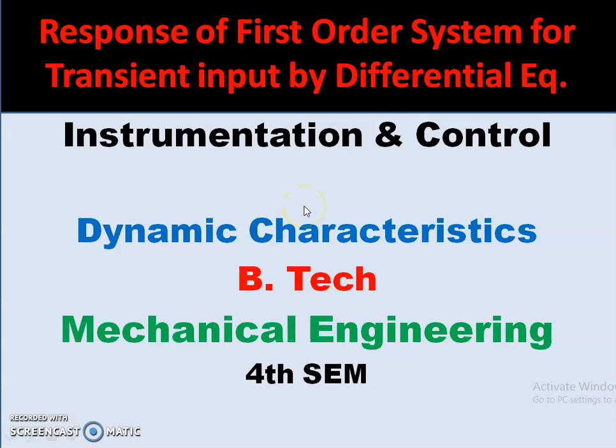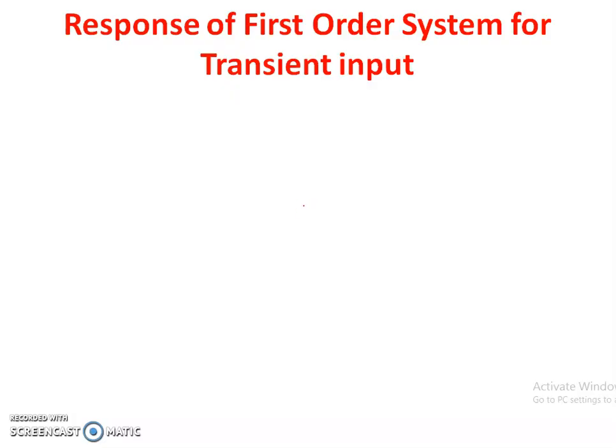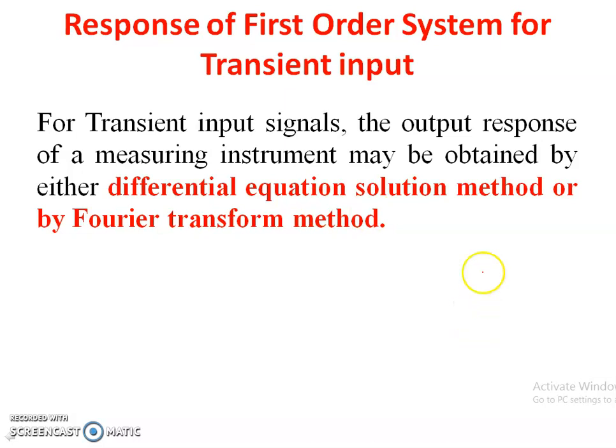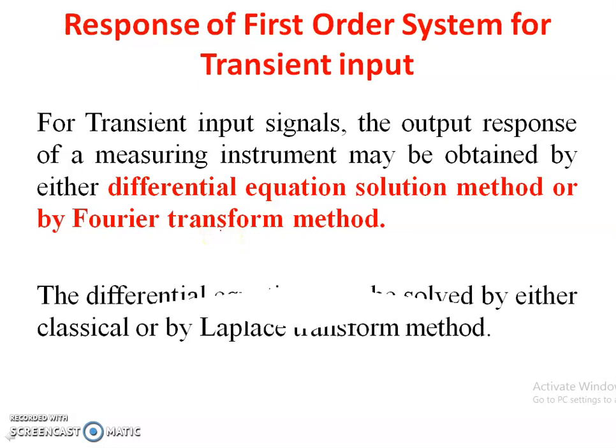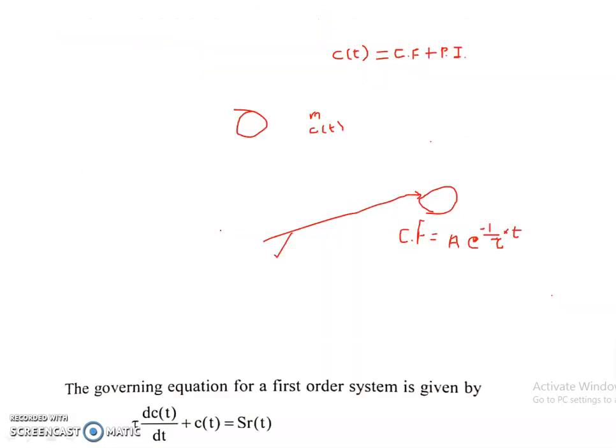So in this lecture we are going to study the response of a first order system for transient input by the differential equation method. The response of a first order system for transient input can be found either by the differential equation solution method or by the Fourier transform method. And if we use the differential equation method, it can be used in two ways: by the classical method and by the Laplace transform method. Here in this lecture we are using the classical approach, the classical method of solving the differential equation.